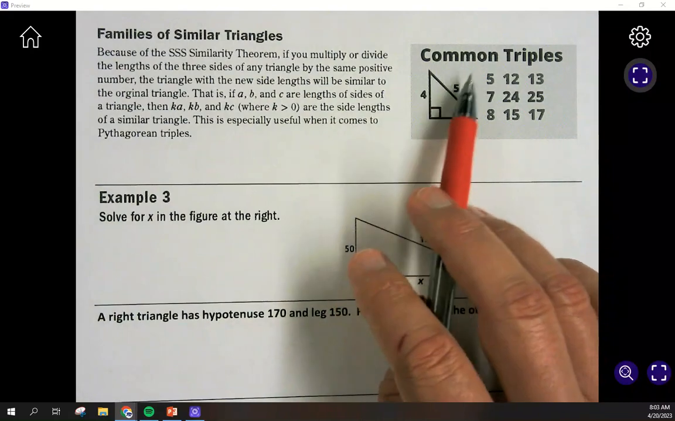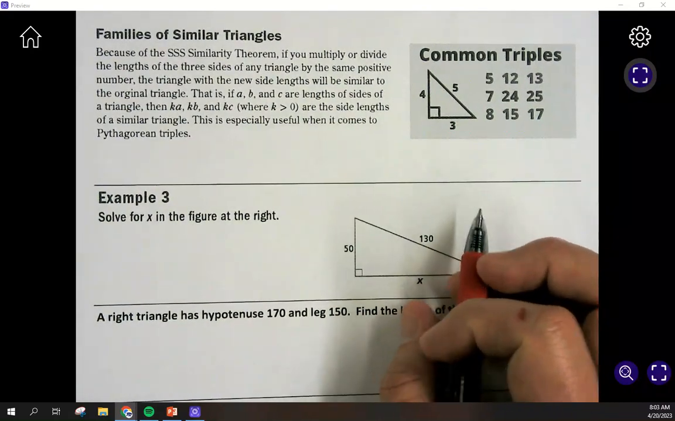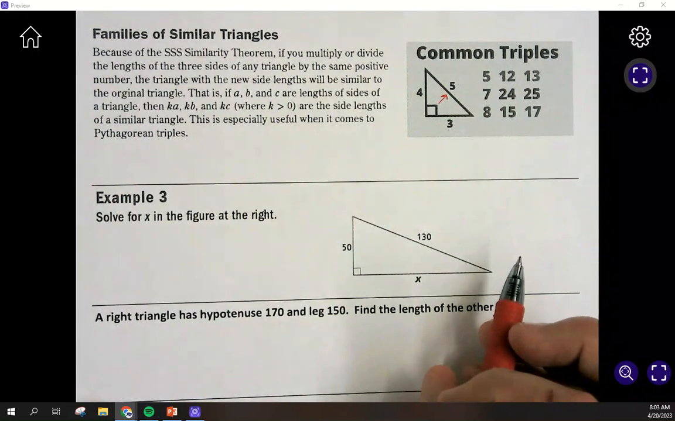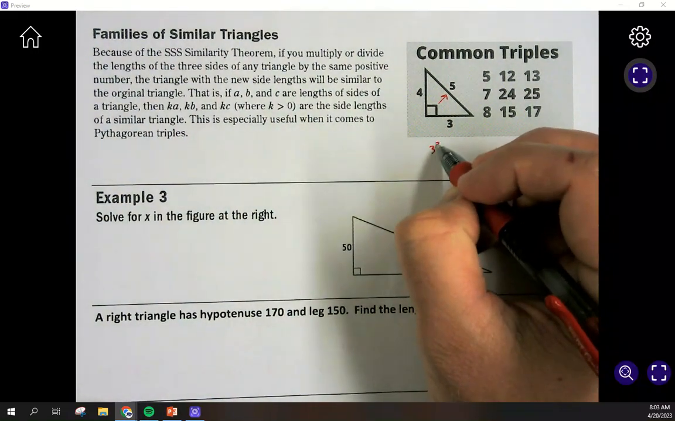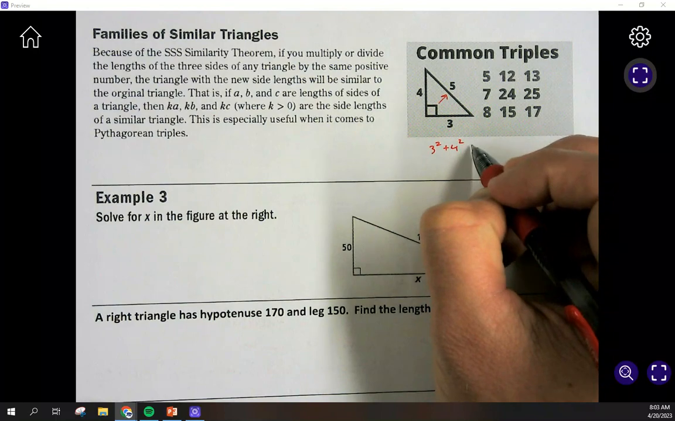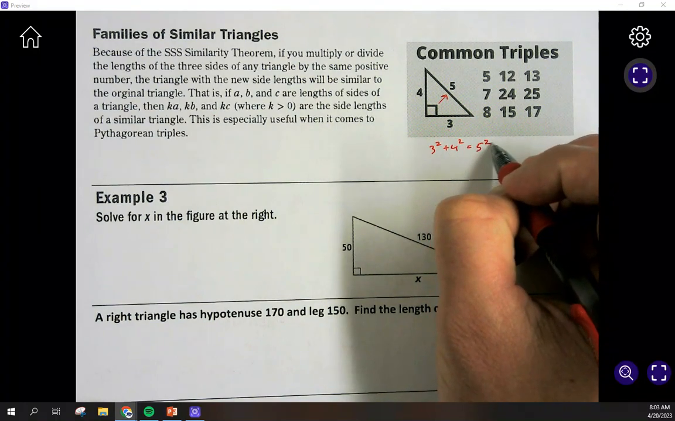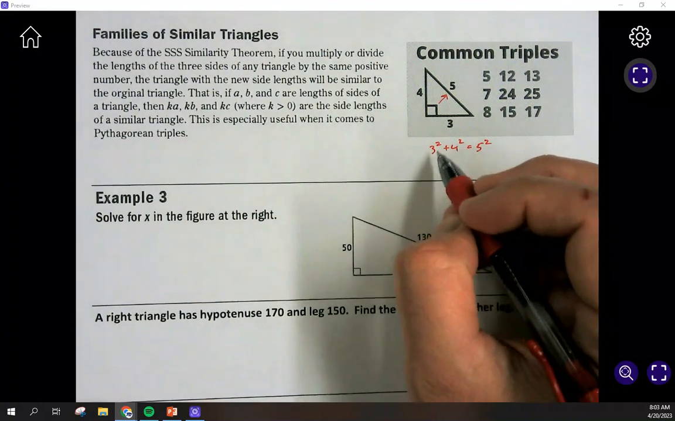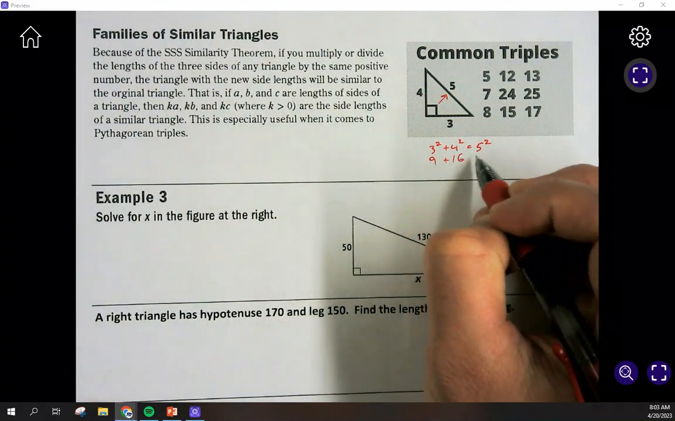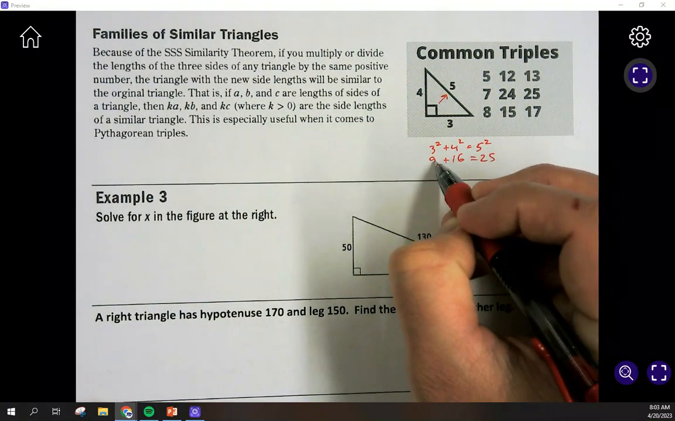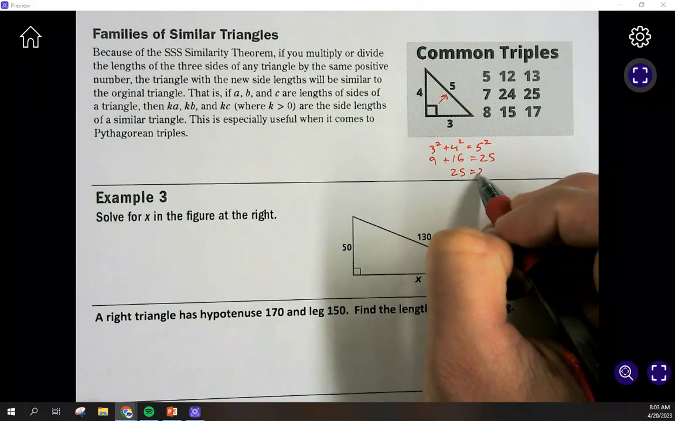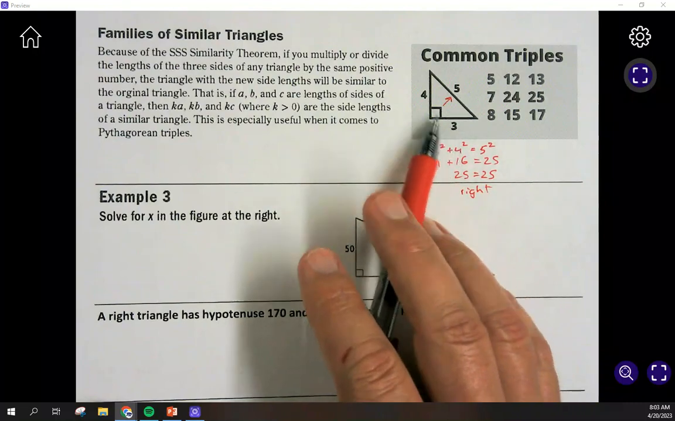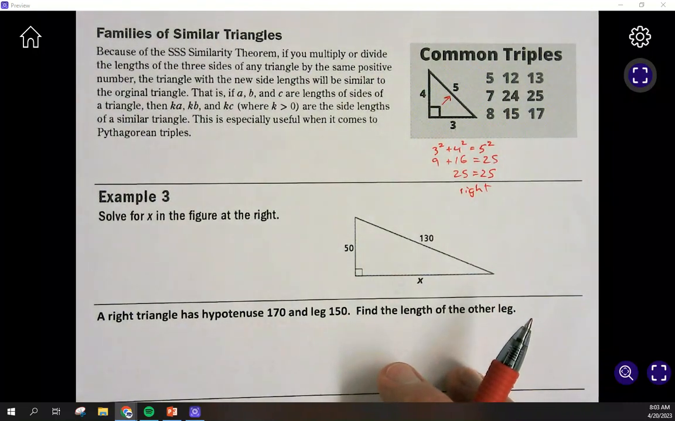So remember, if you want to test if something is a right triangle, you set up the Pythagorean theorem. This would be my C. C is always the biggest number. So the 3 and the 4 can go in either spot. 5 must go in the C spot. If I want to test to see if this is a right triangle, both sides need to come out equal. 3 squared is 9, 4 squared is 16, 5 squared is 25, and 9 plus 16 is 25. So this is a right triangle. So a 3, 4, 5 triangle is a very common right triangle.